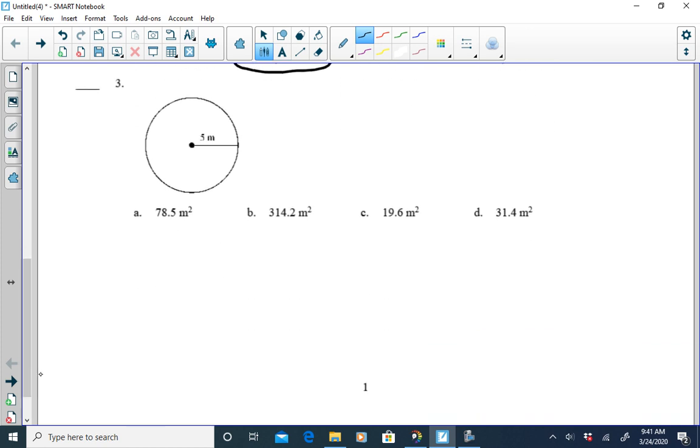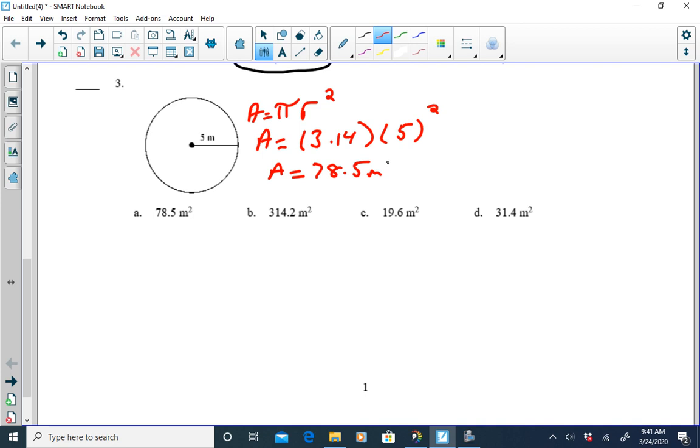Okay, let's take a look at problem C. We're trying to find the area of a circle. So area is going to be equal to pi times the radius squared. We're given the radius this time is 5, so the area is going to be equal to 3.14 times the radius, which is 5, and we're squaring that. So with your calculator, you're going to do your 5 squared, which is 5 times 5. That's going to be 25, and then you multiply that by 3.14, and we wound up with 78.5. So the area is going to be equal to 78.5. Those are square meters. That's going to be answer A.